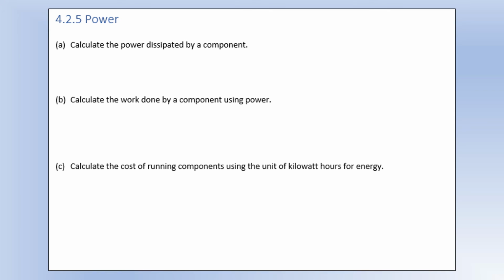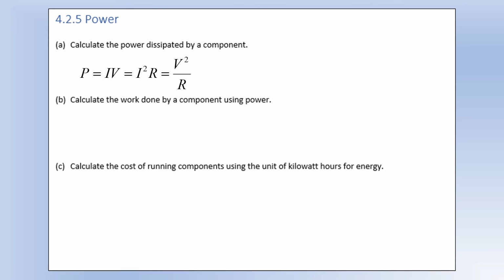Okay, so first thing, power dissipated by a component. We have three equations we can use to do that. P equals IV, P equals I squared R, or P equals V squared over R. All three should give us exactly the same answer if they've been used correctly.